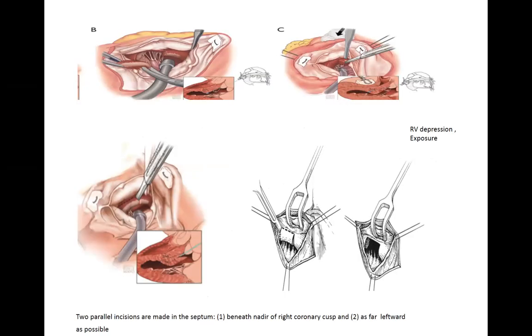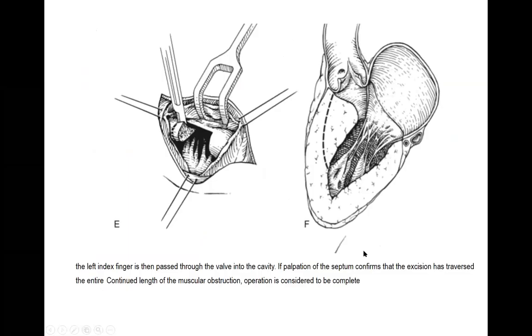So, as you can see, the two parallel incisions are made in the septum, from the nadir of the right coronary and leftward. And then you cut the muscle down, this is how we do it, to the base of the anterior papillary muscle. This is very important. It's showing from the nadir of the right to the commissure here.